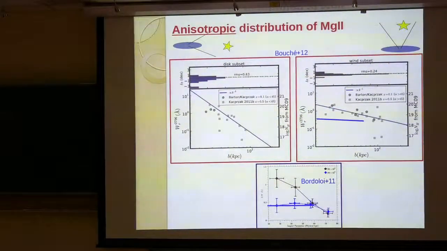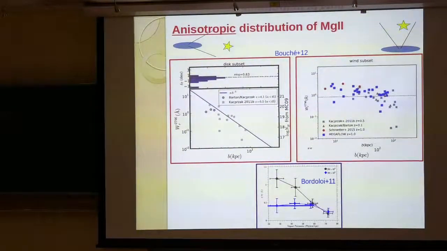Now I want to go back to this result by Ramon on the background galaxy survey that he did with COSMOS, which showed also that he found a different radial dependence between the wind sightlines along the minor axis and the disk sightlines along the major axis. We haven't done any work comparing these two probes, but I think that's something to be done, because that would provide us new interesting constraints on the carbon fraction of the gas. That's from the new survey here on the wind sightlines. You see very, very shallow dependence with impact parameter.